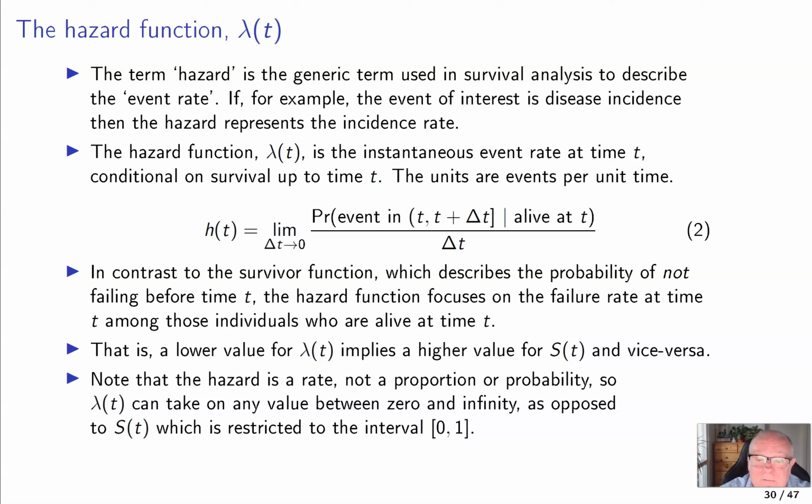And a lower value for the hazard rate or the failure rate implies a higher value for the proportion who survive, and vice versa. And as I said at the start of the lecture, the hazard is a rate, not a proportion or probability. So the hazard function can take on any value between 0 and infinity, whereas the survivor function is restricted to the interval from 0 to 1, including both 0 and 1.